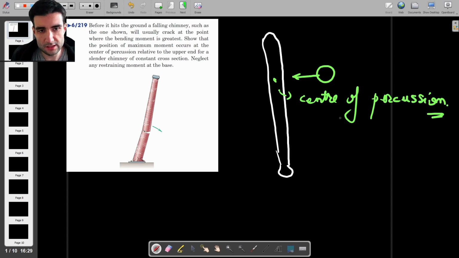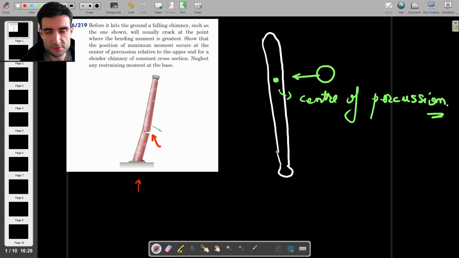So rather than saying that at the center of percussion there's no shear force, because that's what happens, instead we're dealing with this chimney that's falling, and while it's falling, it may break, and if it does break, it will break at this point where the maximum bending moment occurs. And coincidentally, the place where the maximum bending moment occurs is the same place as the center of percussion, and this is what we actually have to show.